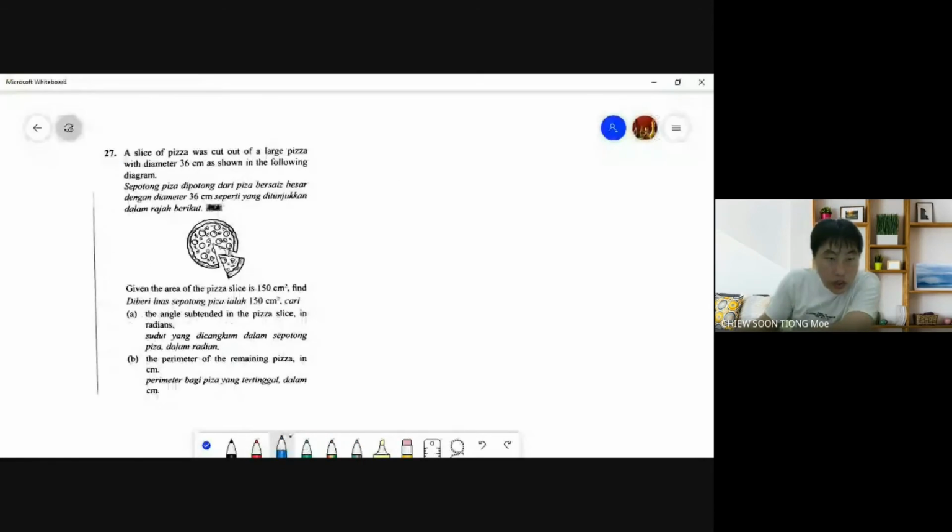Okay, we're going for next question. A slice of pizza was cut out of large pizza with diameter 36 cm, as shown in the following diagram. Given the area of the slice is 150 cm square. Find the angle subtended in the pizza slice in radians. Okay, means you calculate this one. The perimeter of remaining.